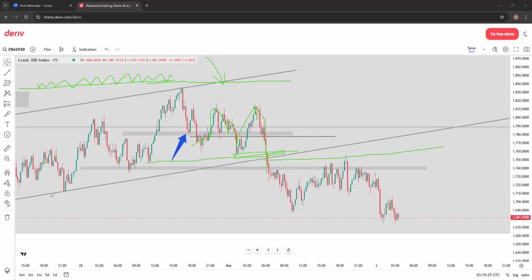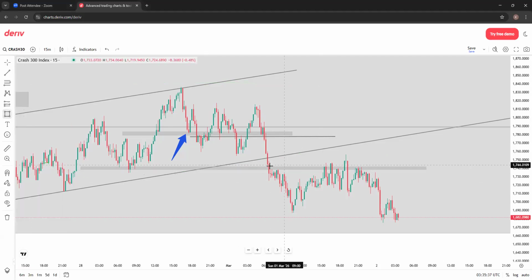And I want you to notice something. Whenever we break structure, what do we always leave? We always leave gaps, like I mentioned. And if you want to look at it, especially at this point, we left a gap at our breakout structure point. This is not a trend. Don't treat it as a trend line.